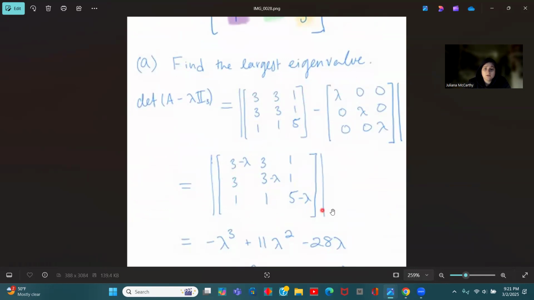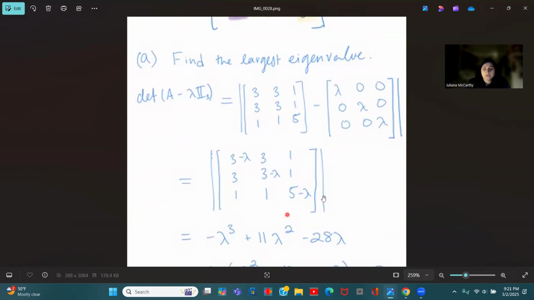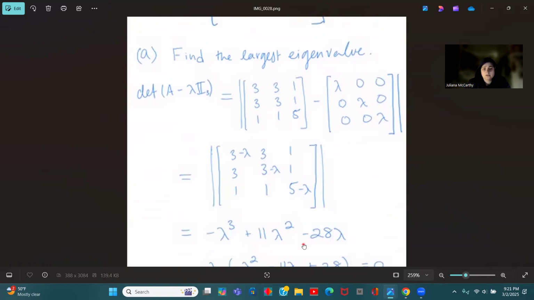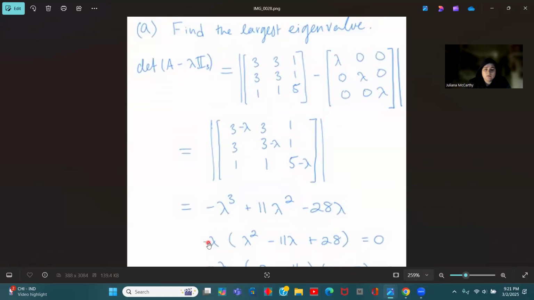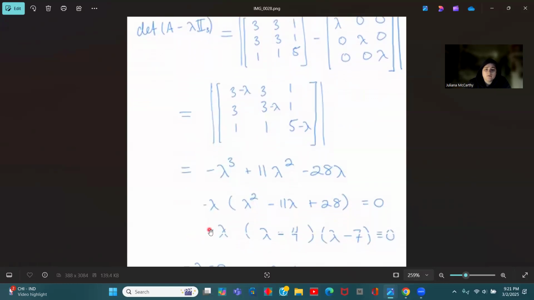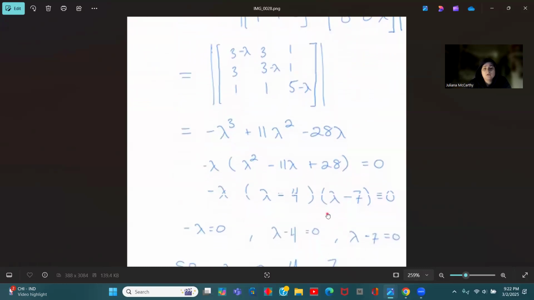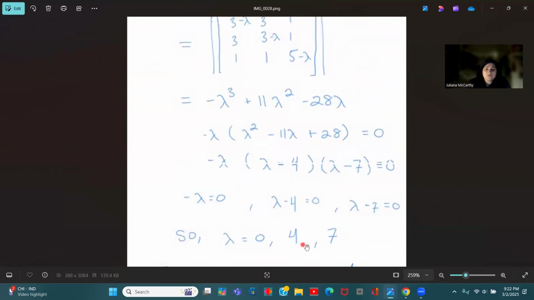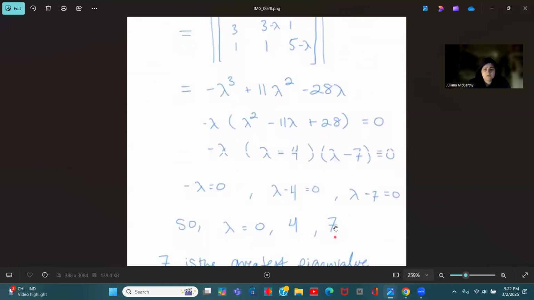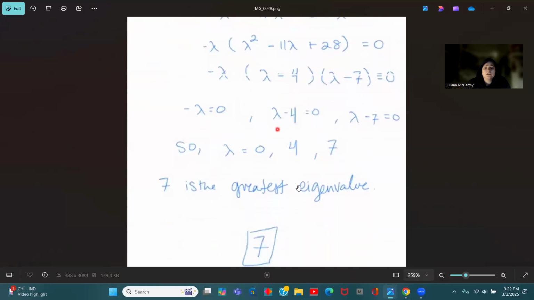Subtracting each part, we get this matrix, and we can take the determinant of that. We know how to do that. So we come up with this characteristic equation, negative lambda cubed plus 11 lambda squared minus 28 lambda. We can take out a negative lambda so that we have lambda squared minus 11 lambda plus 28, and we can factor that. So we have negative lambda times lambda minus 4 times lambda minus 7 equals 0. So we get that our eigenvalues are 0, 4, and 7. And so looking at those, we see that 7 is the largest eigenvalue. So that is going to be our answer.